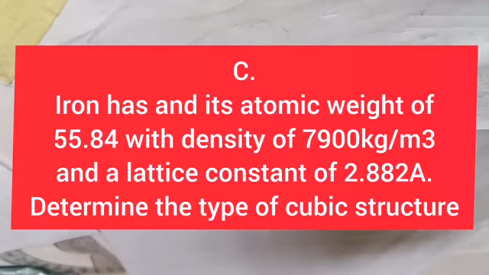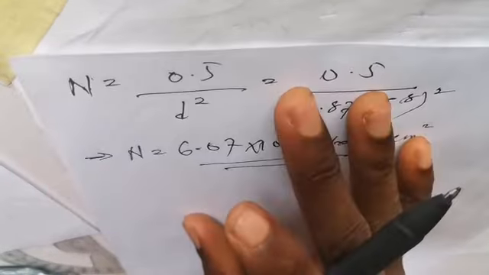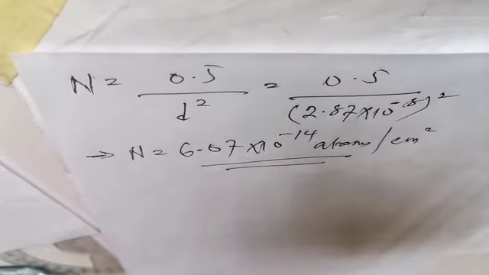And then the last part of question 3, the C part says, iron has cubic structure and its atomic weight is 55.84 with density of 7,900 kilograms per meter cube and a lattice constant of 2.88 Armstrong units. Determine the type of cubic structure. So let's put down our parameters. We are given that iron has a cubic structure and its atomic weight is 55.84.